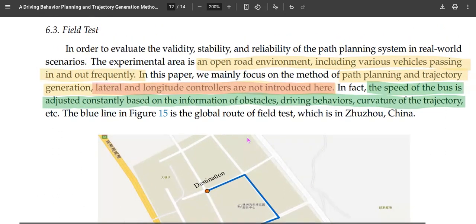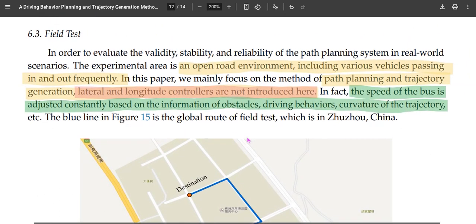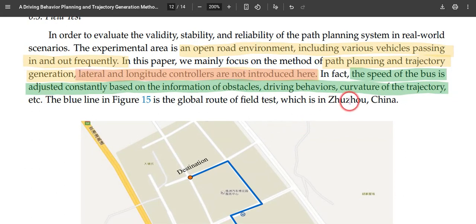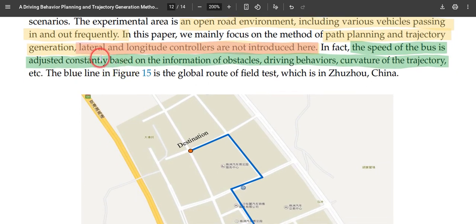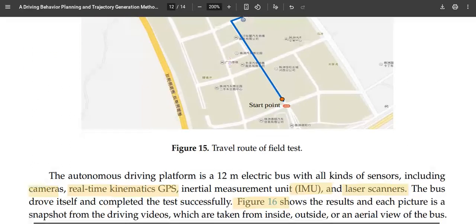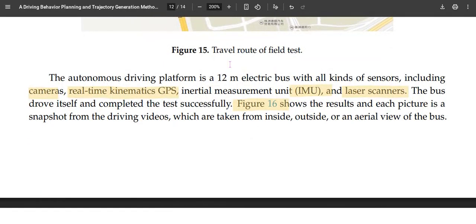So field test also they did in some kind of a fixed setting in a city, and they felt that the speed of the bus could be constantly adjusted based on the information from the vehicles and using those driving behavior and the curvature of the trajectories. And they also mentioned here that what kind of controllers have not been described here, but possibly they will be using a geometrical based or maybe an optimization based controller like an MPC.